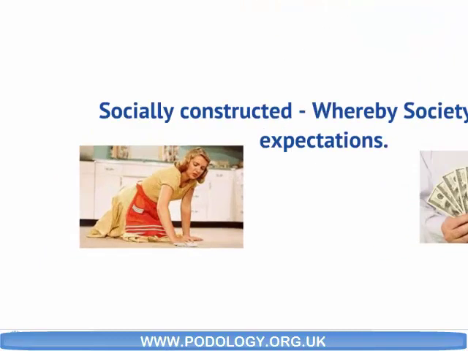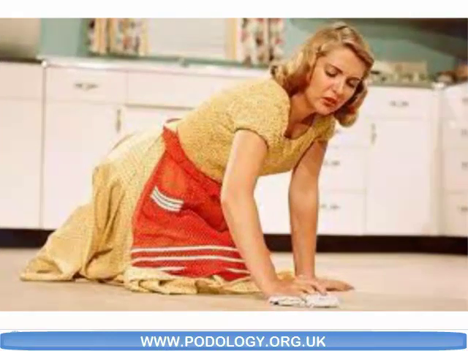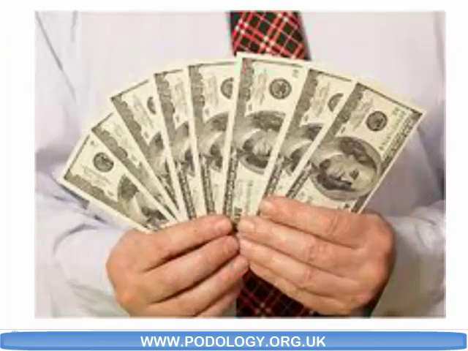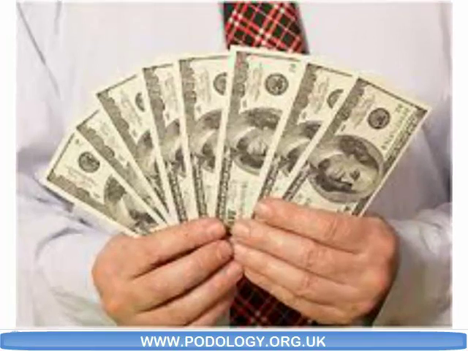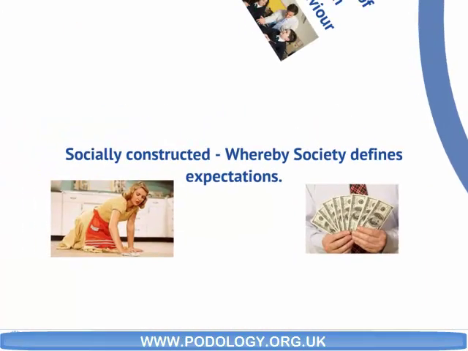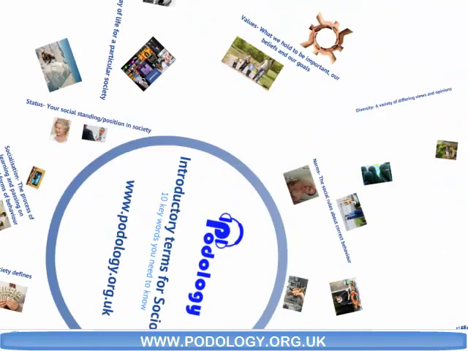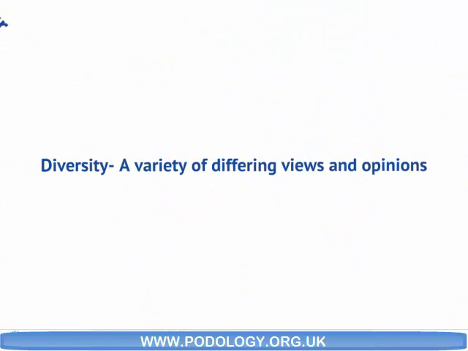So, for example, there's no biological reason why we associate housework more with females. There's no biological reason why we associate the man as being the breadwinner, but they are socially constructed values, decided by society as opposed to a natural behaviour. So what we're seeing so far throughout this video is that there's a huge amount of diversity, and diversity is our ninth term. Diversity refers to a variety of differing views and opinions.